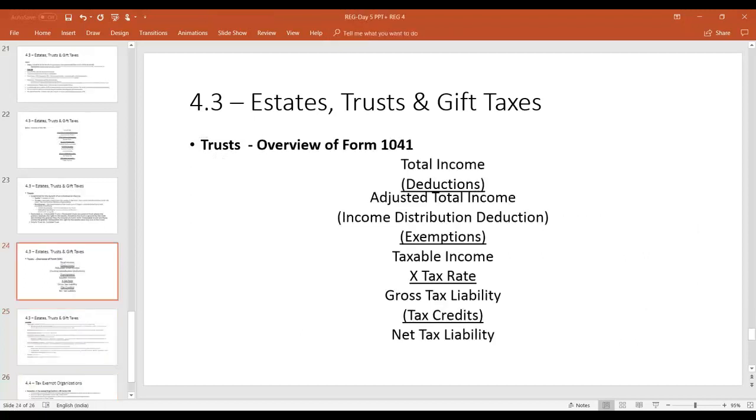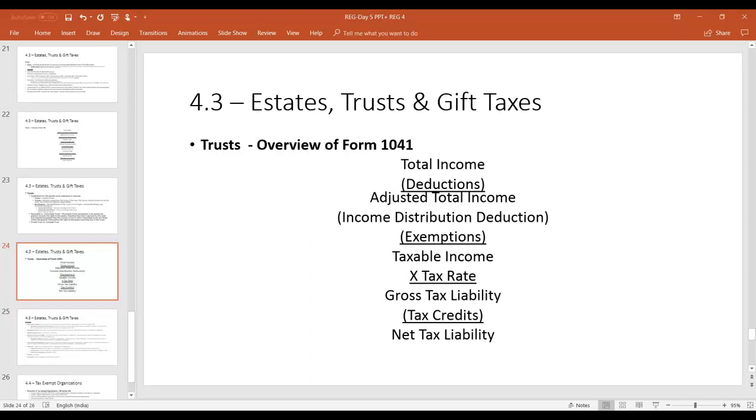And this is the overview of the trust form, right? A Form 1041 is what they file. You have your total income. Total income includes all general income. It could be rents, interest, dividends, capital gains, losses, or any other ordinary income. And there are certain deductions that are, again, ordinary and necessary to the trust. We'll go through the deductions to arrive at your adjusted total income. Then there is an income distribution deduction.